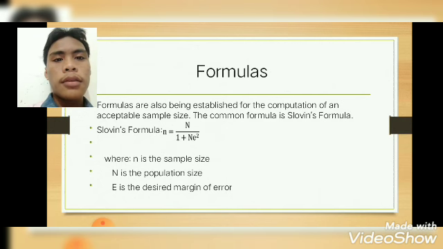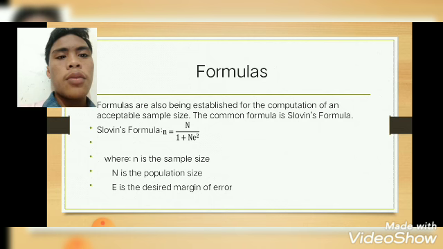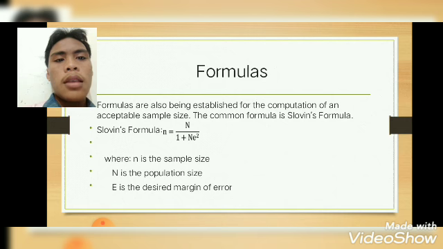The formulas. Formulas are also established for the computation of an acceptable sample size. The common formula is the Slovin formula. Slovin formula: n equals N over 1 plus N e squared, where n is the sample size, N capital is the population size, and e is the desired margin of error.